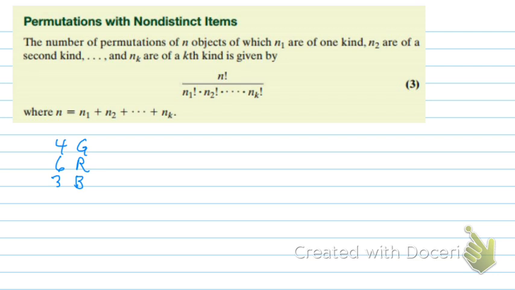So here's the formula for it. And I'm hoping it's in your formula pages. So how many things do I have in all? 13. And then I'm going to say, okay, take the green ones, that'd be 4 factorial, times the red ones, that'd be 6 factorial, times the blue ones, 3 factorial.